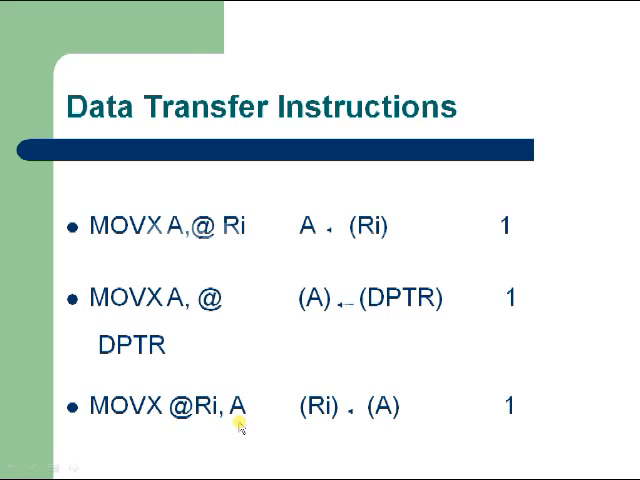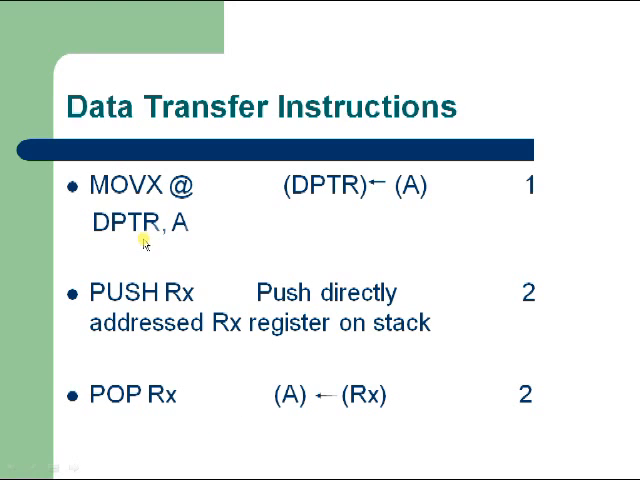MOVX @Ri, A: the contents of A will be copied into the address present inside Ri. And it is again similar, MOVX @DPTR, A: the contents of A will be copied into the address present in DPTR.